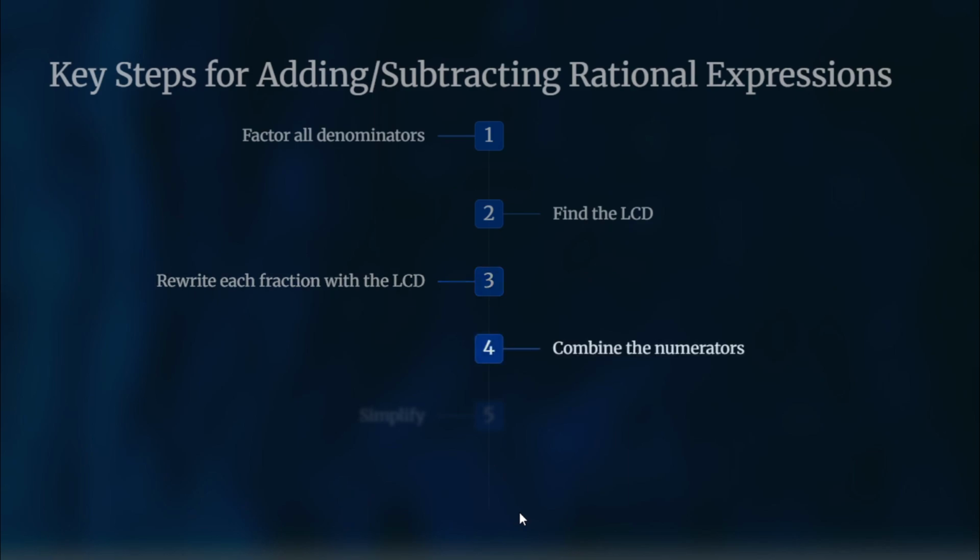Fourthly, you'll combine the numerators. You will add or subtract the numerators while keeping the common denominator. And then finally, you'll simplify. So you'll want to factor and cancel common terms if possible in order to reach the final answer.